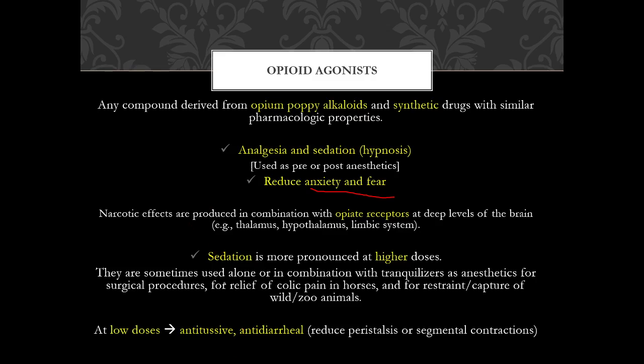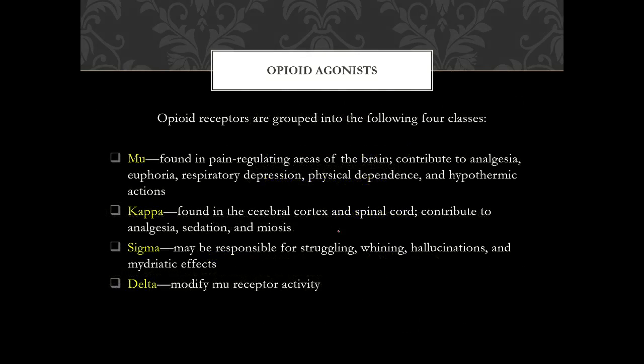At low doses, opioids are used as antitussive, so anti-cough. We'll see this again in respiratory, and anti-diarrheal. We're going to see it again in GI. So they're going to reduce peristalsis or segmental contractions in the GI system. Receptors are where these agonists will work.